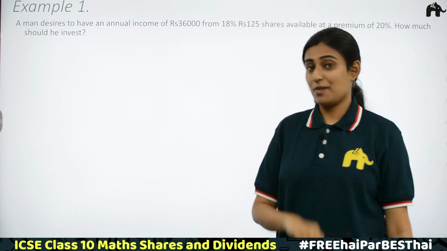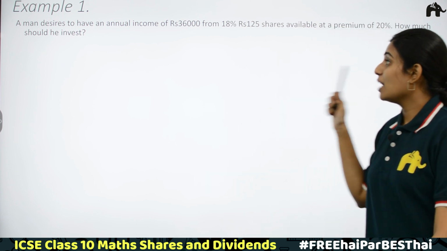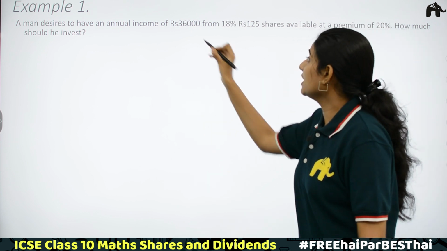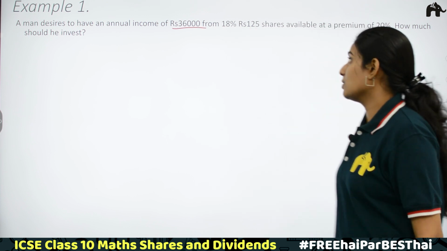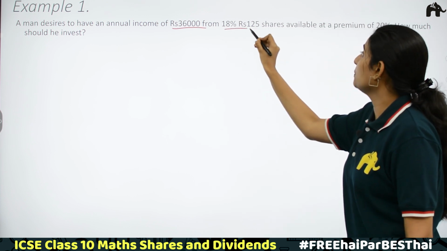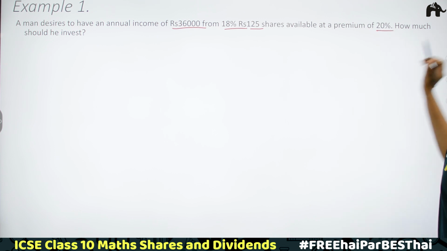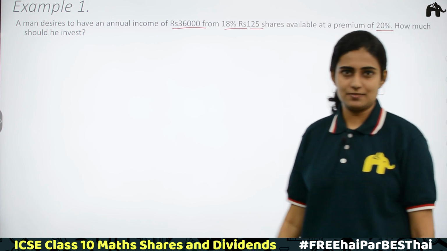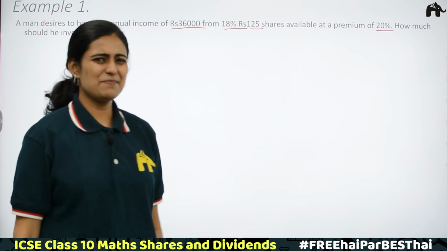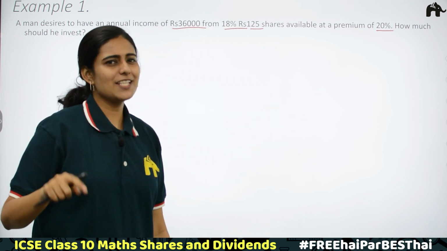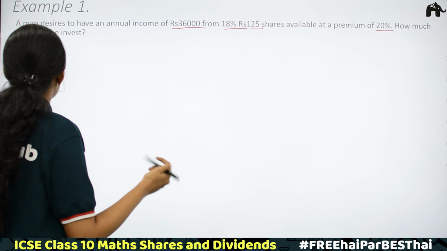Let's start with an example. Here is a question. A man desires to have an annual income of 36,000 from 18% rupees 120 shares available at a premium of 20%. How much should he invest? Is the question clear? Simple question, right? If you remember the formulas, you can easily solve this question.